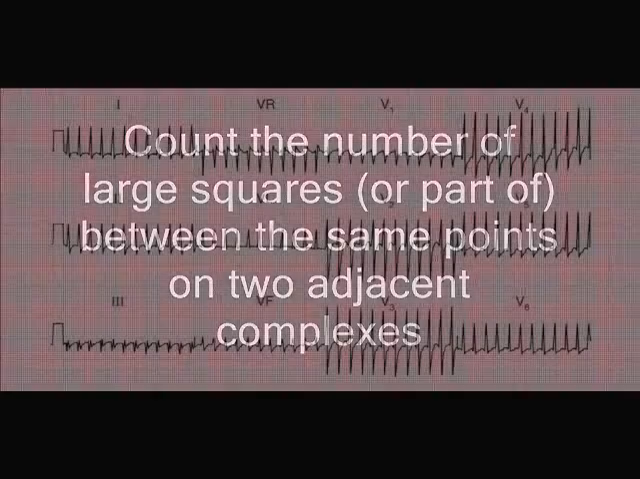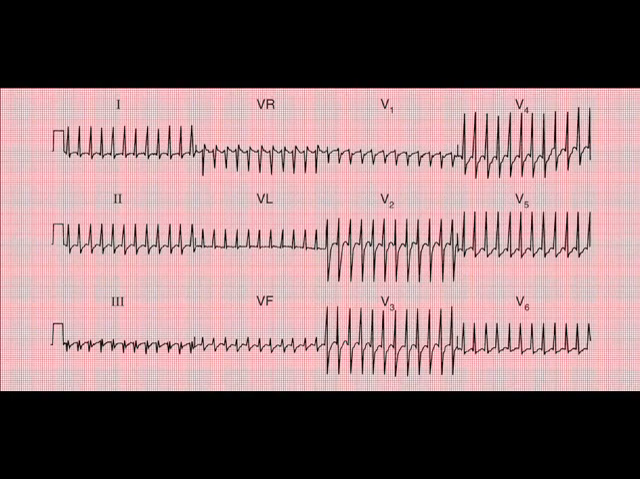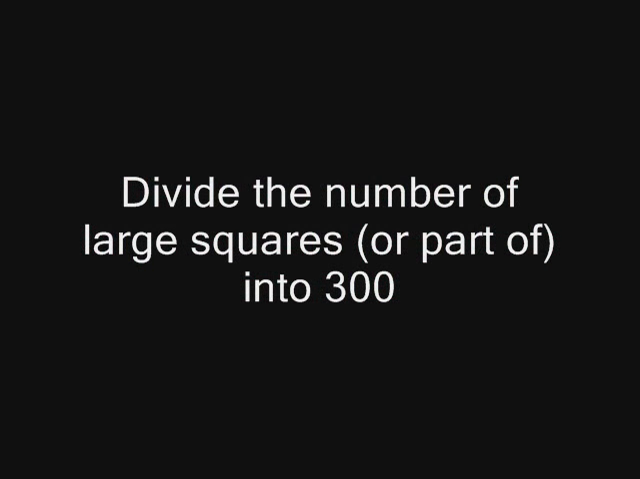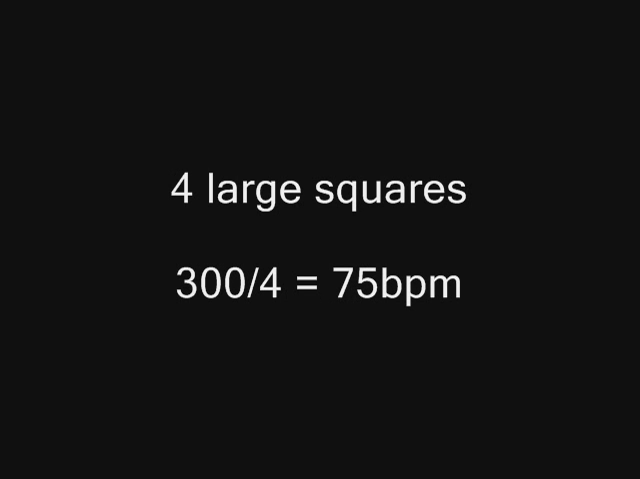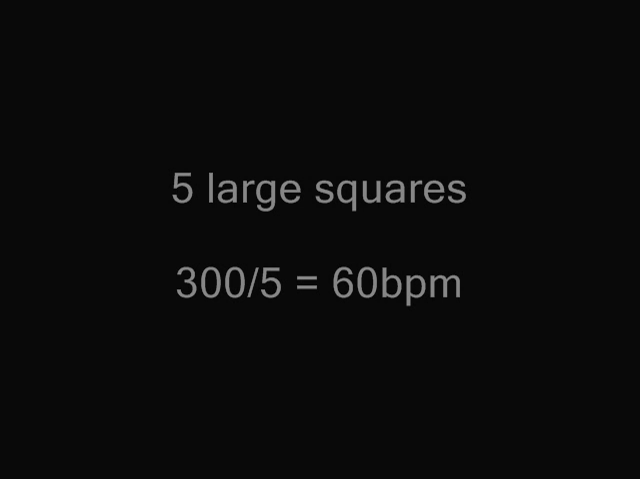If the heart rate is very high, you won't get many large squares between the R waves. So if there is one large square between an R wave and the next R wave, we divide that into 300. 300 divided by 1 is 300, so the heart rate is very high at 300. If there are two large squares, the heart rate is 150. 3 large squares, 100. 4 large squares, 75. 5 large squares, 60, and so on.